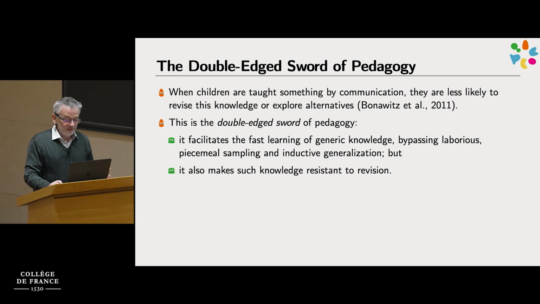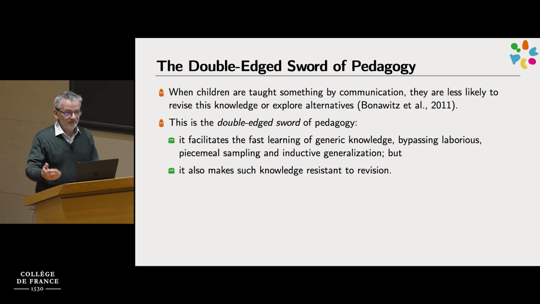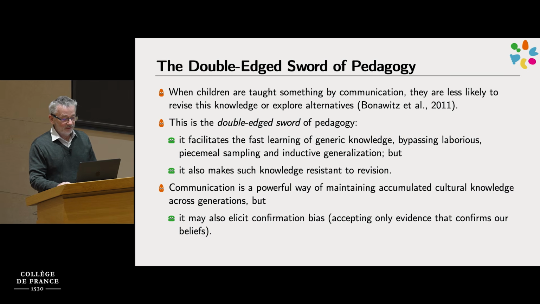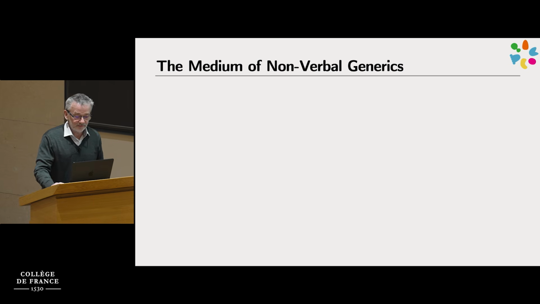Because it can facilitate fast learning of generic knowledge, by which you can bypass laborious piecemeal sampling and inductive generalization. But it also makes such knowledge resistant to counter-evidence. So communication is a powerful way of maintaining accumulated cultural knowledge across generations, but it may also elicit some kind of confirmation bias, that is accepting only evidence that confirms the belief learned by this.